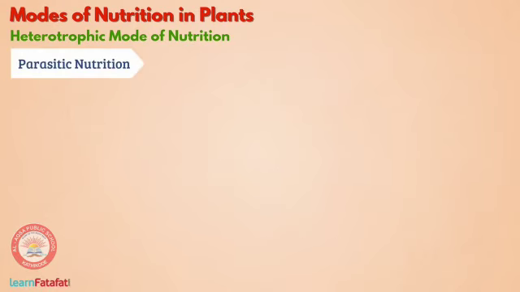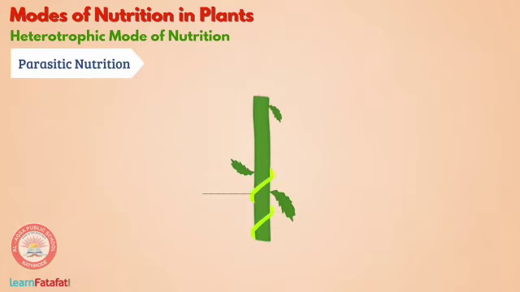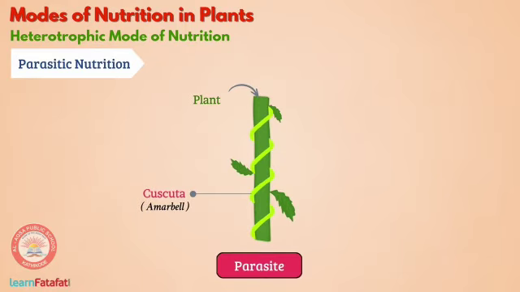Parasitic nutrition. Some plants like Cuscuta, locally known as amarbale, do not have chlorophyll and they grow on other plants to take in the nutrients from them. Such plants are called parasites and the plants on which they grow are called host.